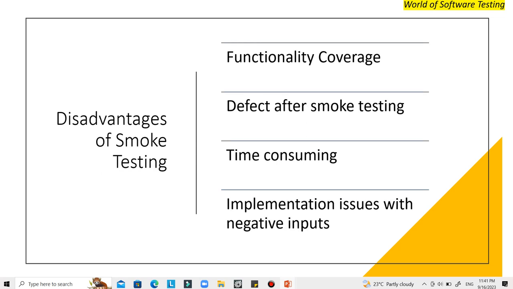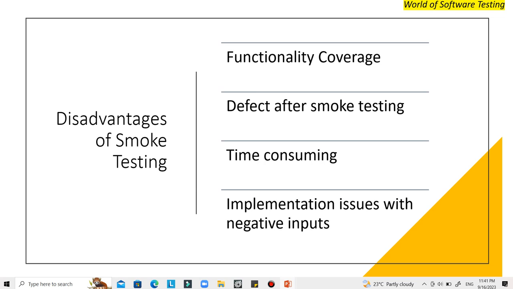So let's discuss some of the disadvantages of it. The first is functionality coverage. Smoke testing does not cover all the functionalities in the application. Only a certain part of the testing is done. As we already know, we are just covering the critical and important functionalities of the application. It does not cover all of them, but it serves its purpose, as we are just checking the stability of the build in case of smoke testing.